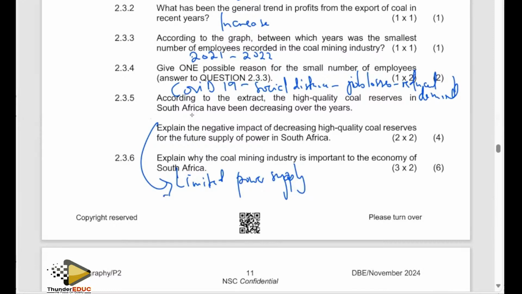Or we can say there will be increased load shedding in the future. Load shedding is going to increase, because remember, the biggest contributor of the energy supply is the coal-fired power stations in South Africa. So it means load shedding is going to increase in the future. And also, we can say power prices are going to increase.